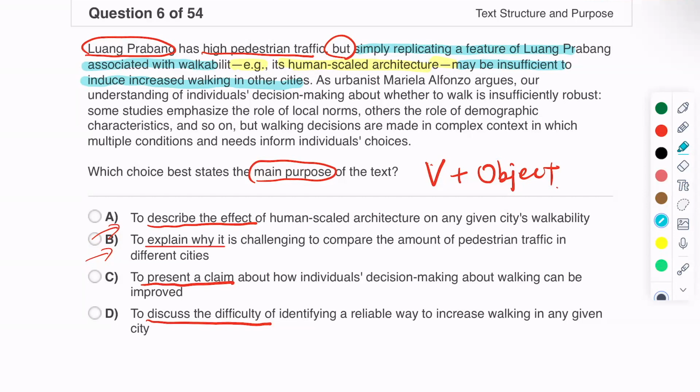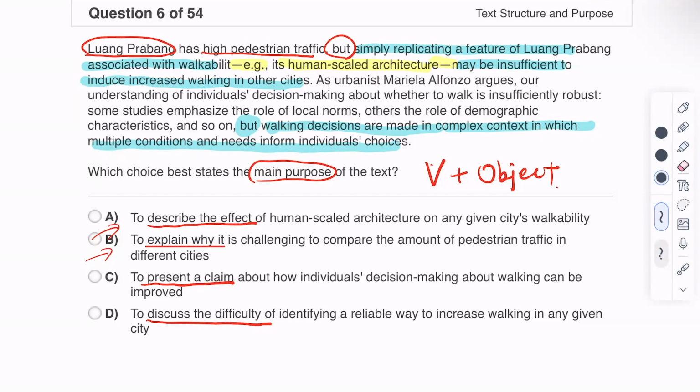Wow, there are just two sentences. But the second half also has a but, right? Read after but: walking decisions are made, blah, blah, in which something needs to inform individual choices. So something about a complex context needing a lot of conditions to decide, which is not easy to do. So they have something in common, the beginning and the ending. They're both talking about something negative, which is that replicating a feature of the city is not easy for other cities.